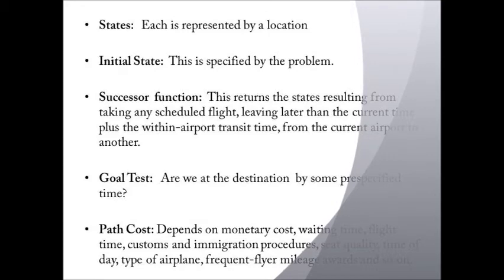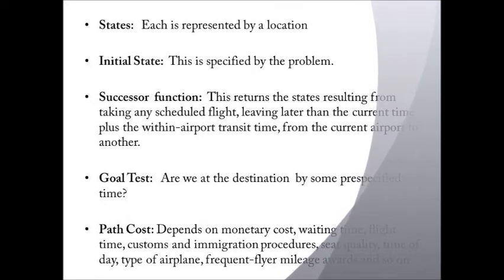Initial state: this is specified by the problem. Successor function: this returns the states resulting from taking any scheduled flight, leaving later than the current time plus the within-airport transit time, from the current airport to another. Goal test: are we at the destination by some prespecified time? Path cost: this depends on monetary cost, waiting time, flight time, customs and immigration procedures, seat quality, time of day, type of airplane, frequent-flyer mileage awards, and so on.